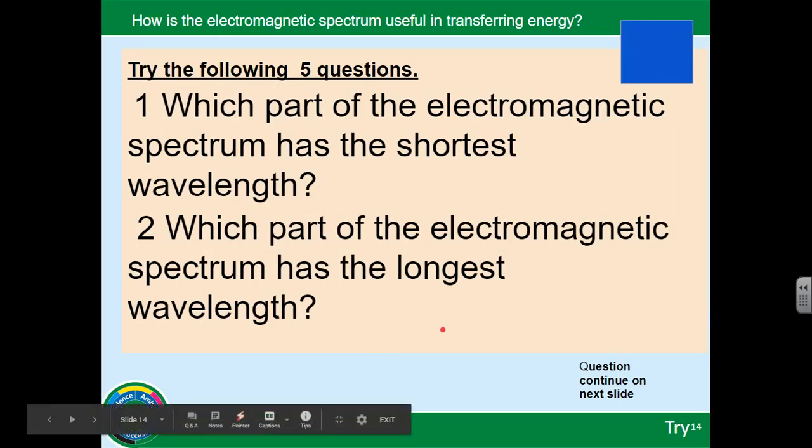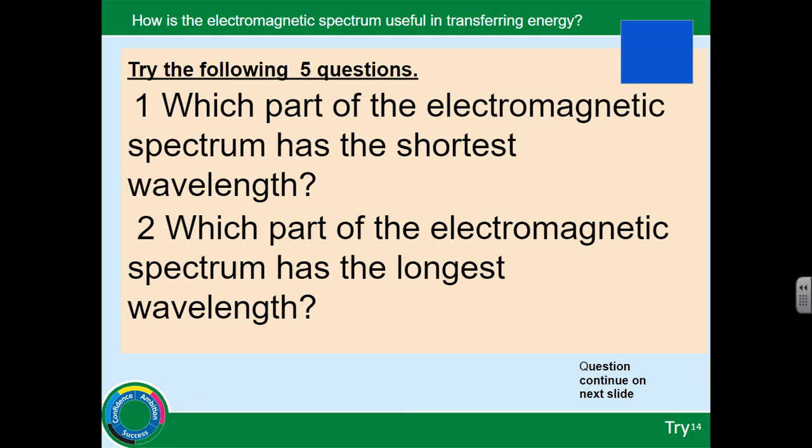Okay, so once you've done your worksheet and it has got similar information to what's been on the last slides, you can have more information. You can have the wavelength and the frequency. You could have all sorts of extra information, how dangerous it is, what it's used for, all those kinds of things on that worksheet. But once you've done that, have a go at these try questions.